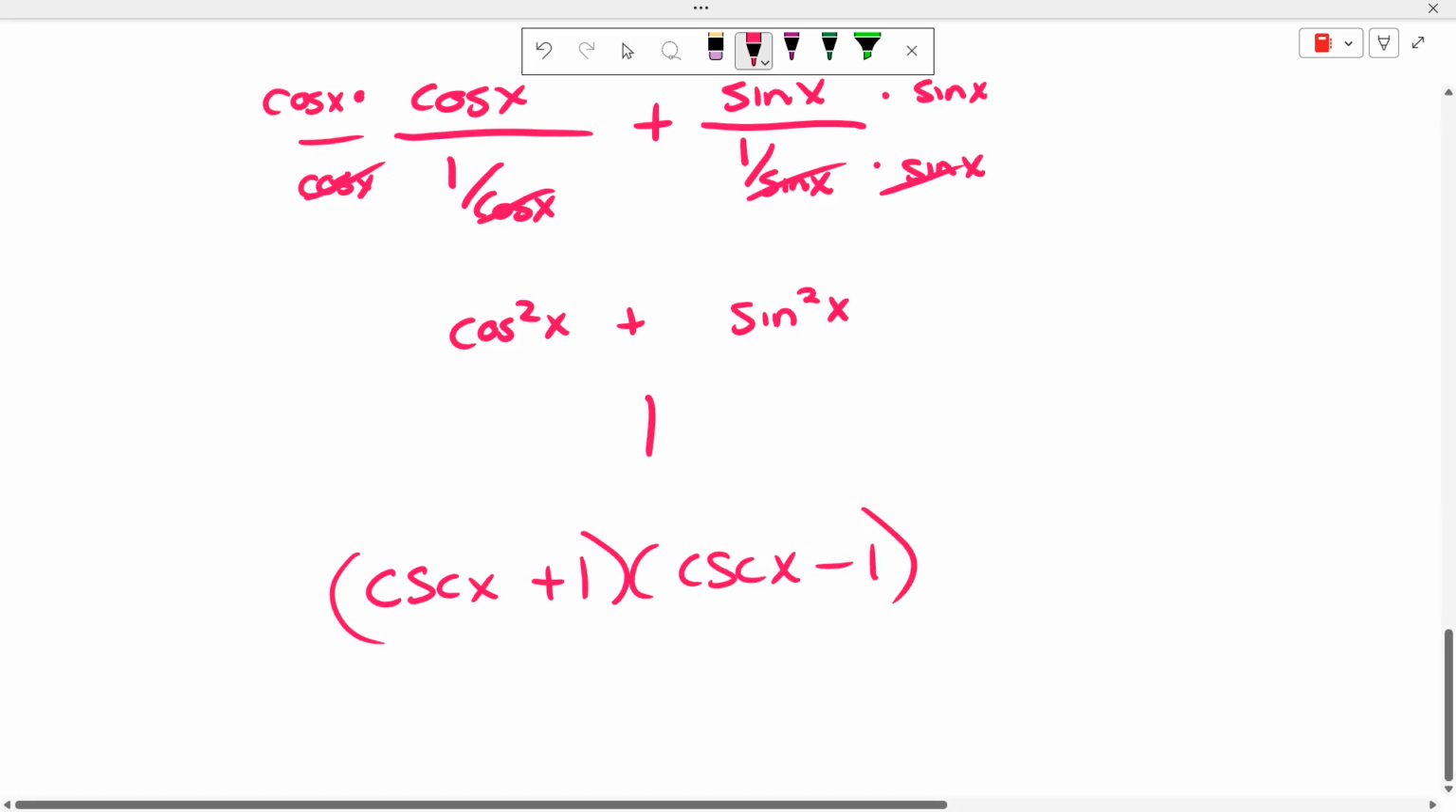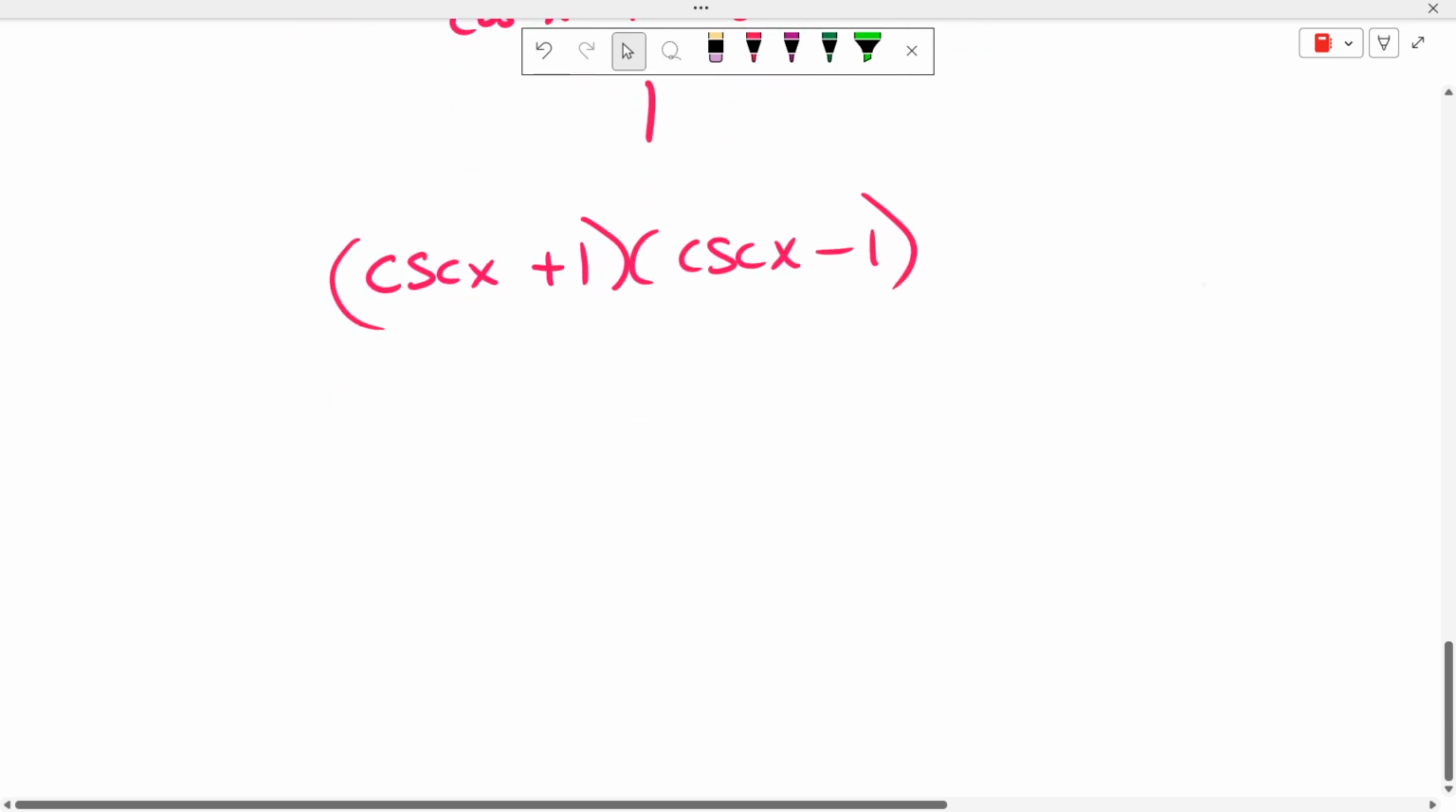Cosecant of x plus 1 times cosecant of x minus 1. When you see things like that, what 4-letter F word do you think of? Foil. Foil. If you thought of another 4-letter F word, you're naughty kids. Don't be a naughty kid. Foil.